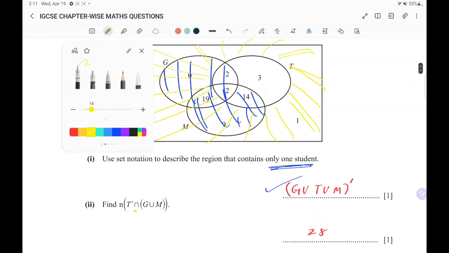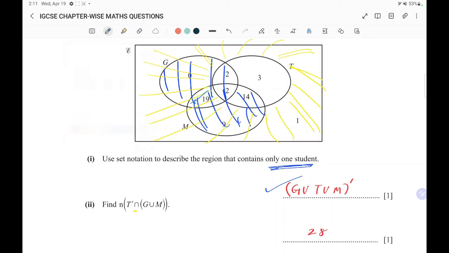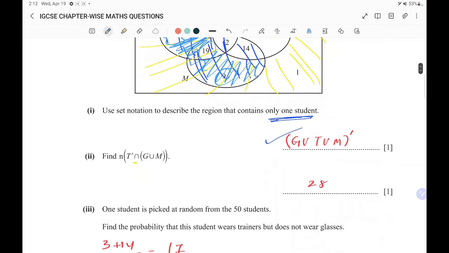Okay, T complement is outside of T, and intersection means common. So the common part which you can observe is this one, this and this. So this is 0, 19 and 9. So 0 plus 19 plus 9, that is 28.